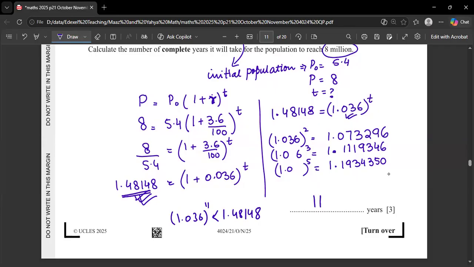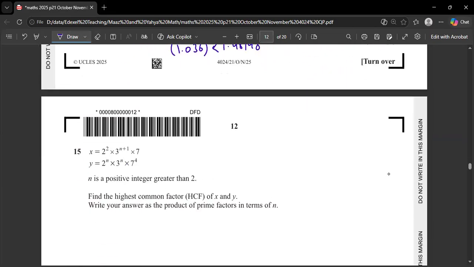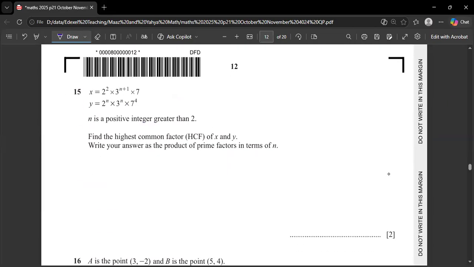That means we cannot take 11. Why? Because by taking 11, we are not reaching 8 million. This is clear? So we're going to write 12 here, because this is the actual thing that is justifying population reaching 8 million. Now let's do this question number 15.